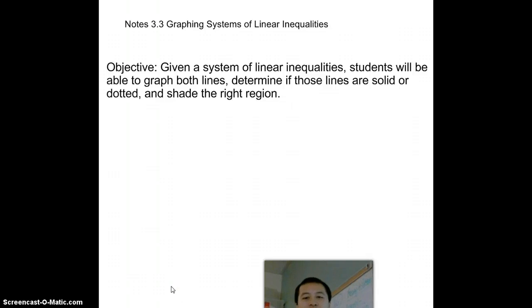So today we're going to be learning about graphing systems of linear inequalities. So, what does it mean, graphing systems of linear inequalities? Let's talk about what we've been talking about for the last couple of days. We're talking about systems. This whole unit is about systems. And what was a system?